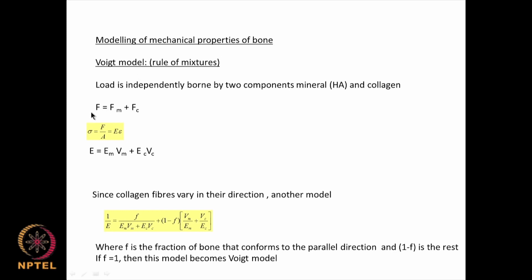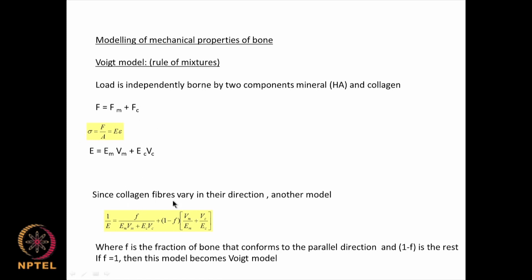The force, whatever is applied, gets distributed on the mineral side as well as on the collagen side. As you know, sigma, the stress, is equal to force by area, which is equal to modulus multiplied by strain. So when we use this equation, we end up with the modulus of the bone given by the modulus of the mineral times the volume of the mineral, plus EC times the volume of the collagen phase. This is called the rule of mixtures.